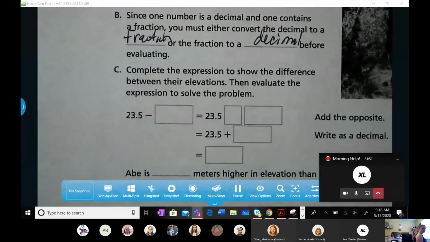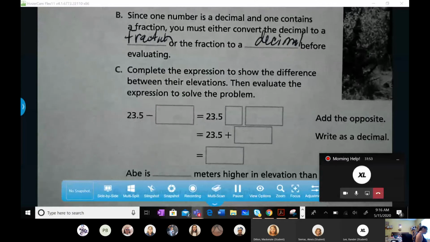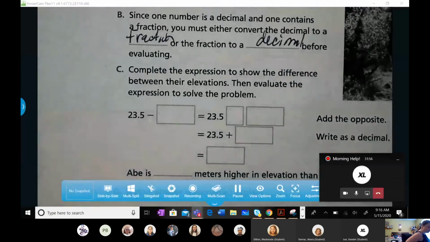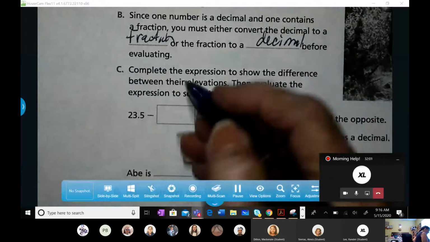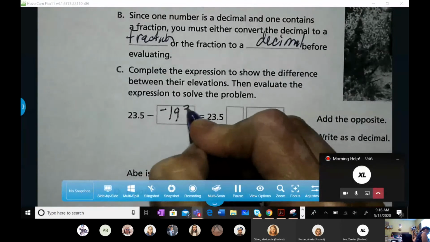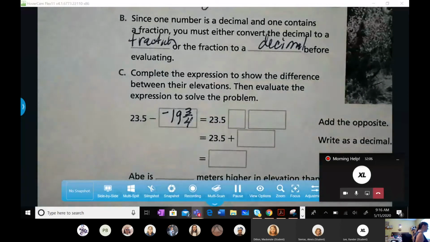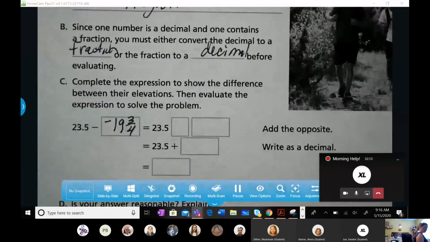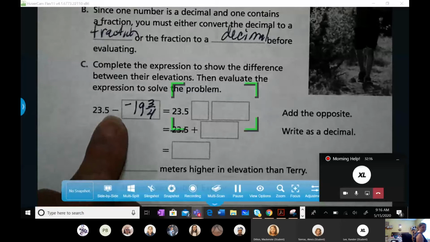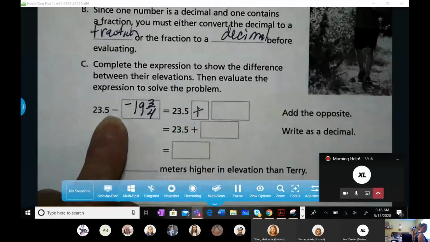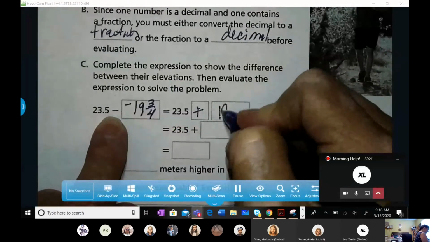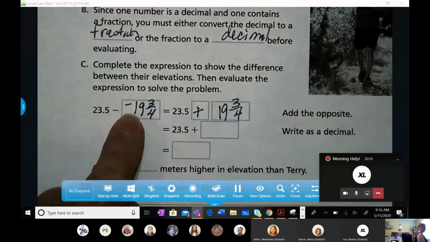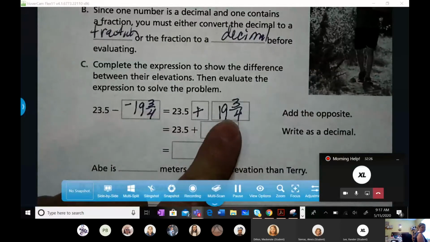Now we're going to complete the expression to show the difference between their elevations. So 23 and 5/10 minus a negative 19 and 3/4, because it says up here it's below sea level, right? So it would have to be a negative. All right, so we're going to add the opposite. So this becomes addition, and this becomes the opposite. If it's negative, this becomes positive.